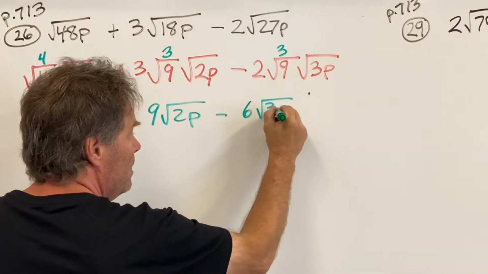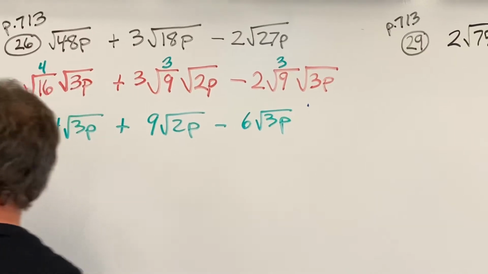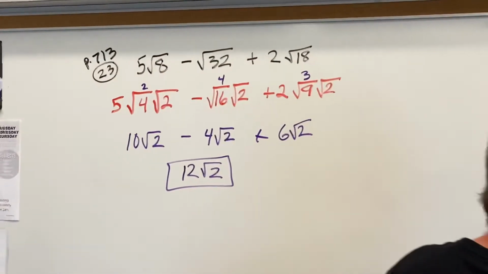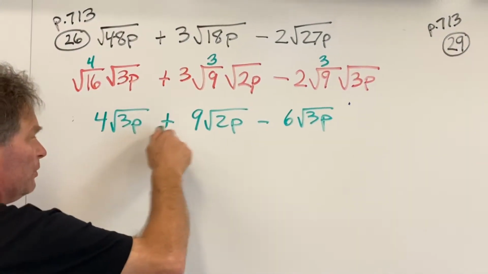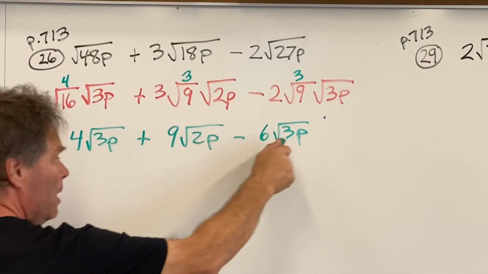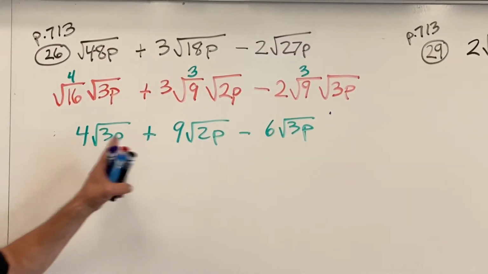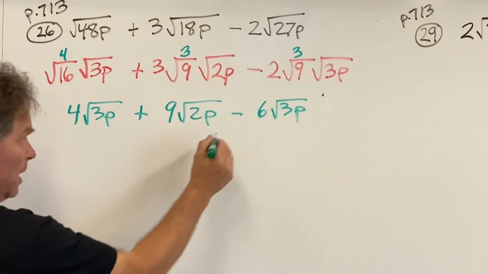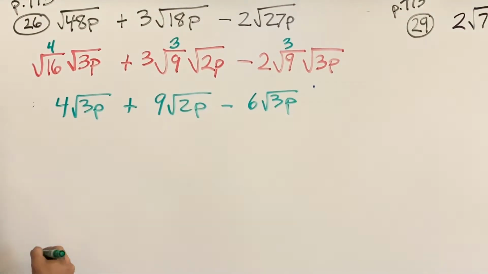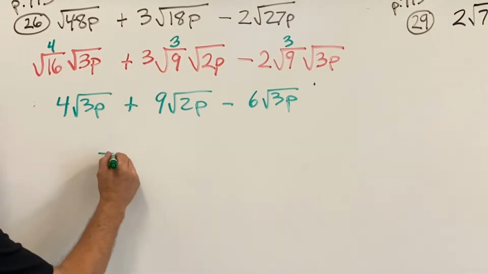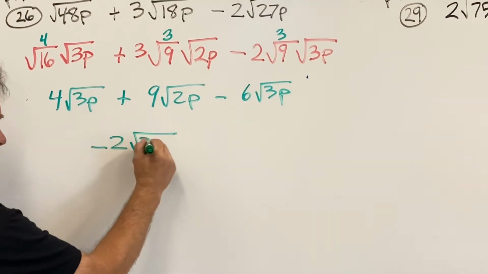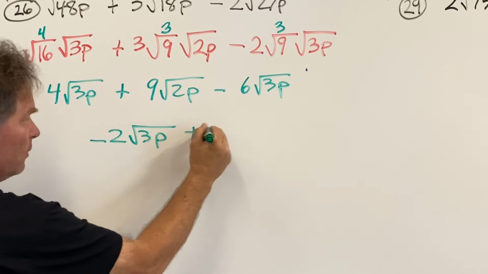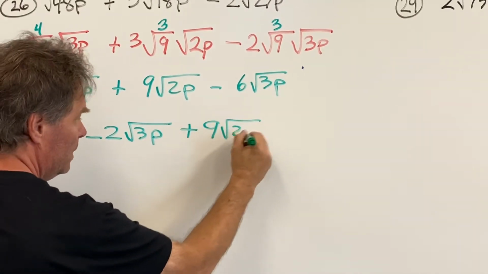Now, not like this one where they all were root 2. These guys are similar terms because they both have 3p under there, but this guy is not. So this guy will not combine with the other two. So we combine these two. 4 root 3p minus 6 root 3p. That's going to be minus 2 root 3p. And then this guy's left over, plus 9 root 2p, right?